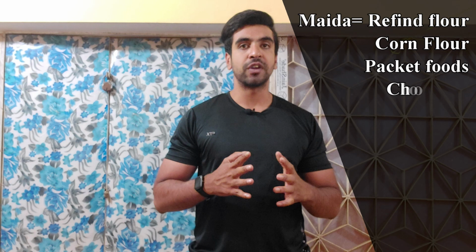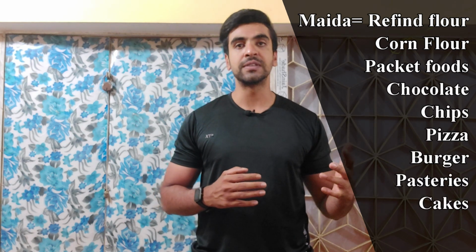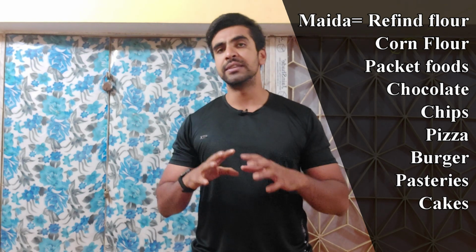The majority of simple form of carbohydrates are basically maida products and processed foods like maida, corn flour, chips, packet foods, pizza, burger, pastries, cake, chocolates. These all come under simple form of carbohydrates. It doesn't matter how much quantity of simple carbs you are consuming, our body needs very less time to digest it. Our body just digests it within 30 to 60 minutes and supplies a massive amount of glucose into our bloodstream.